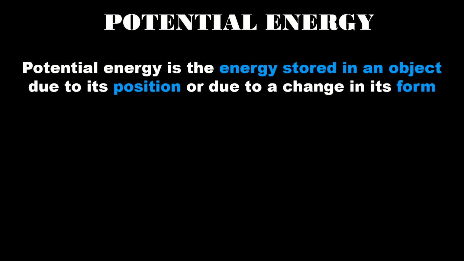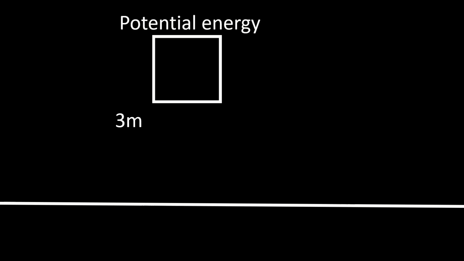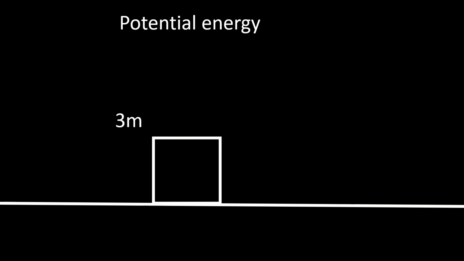Now what is potential energy? Potential energy is the energy stored in an object due to its position or due to the change in its form. If I said it in normal words, it's the stored energy. Now imagine we lift an object 3 meters above ground level. This object has potential energy. How do we know it has potential energy? If you let go of the object, it will fall down, which means it has stored energy.